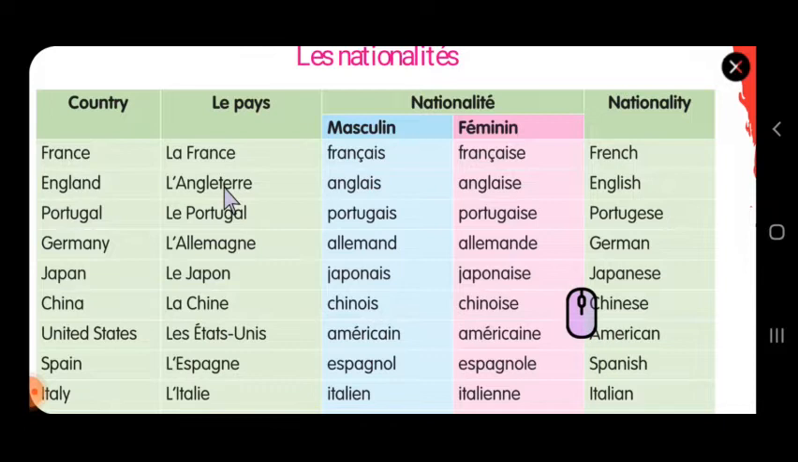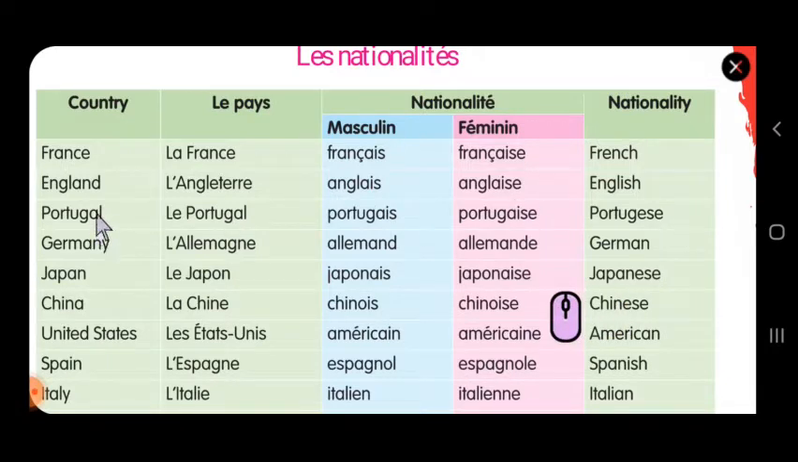And the second country which we are going to see is England. The name of the country is Angleterre. What is the name of the country? Angleterre. Anglais, Anglaise. This is the same thing which I did here. I am not pronouncing the S here. Here I will pronounce the S. Anglais, Anglaise.